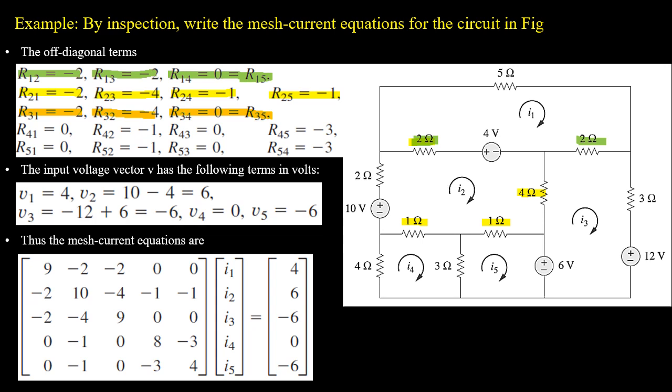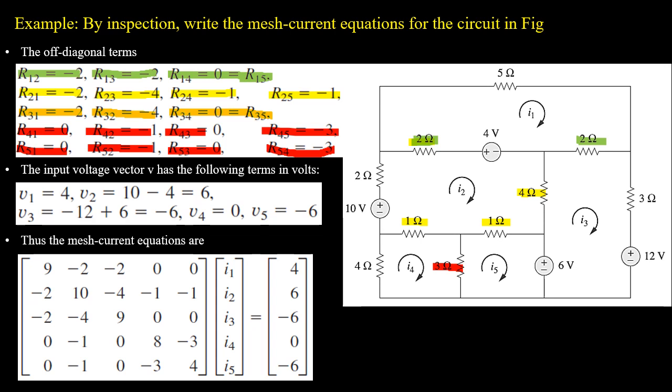Now R41 will be equal to 0, R42 will be equal to -1, again R43 will be equal to 0, and mesh 4 and mesh 5 have a common resistor of 3 ohms, so R45 will be equal to -3. Now R51 will be equal to 0, R52 will be equal to -1, R53 will be equal to 0, and R54 will be equal to -3. These were all the off-diagonal terms.